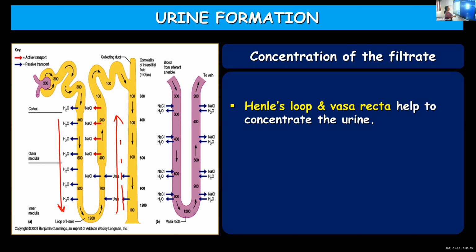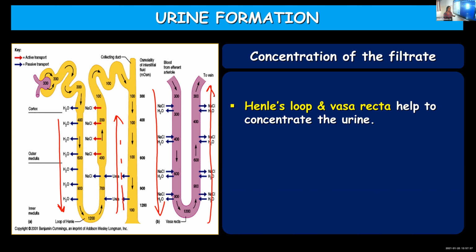In vasa recta also, in one limb, if the passage is downwards, in the other limb it is upwards. And even though loop of Henle and vasa recta are kept separate, they run parallel. And the flow of fluid in vasa recta and loop of Henle is also in different directions. Vasa recta is meant for the transport of blood. Blood passes through vasa recta. So in both the limbs of vasa recta also, the flow is in the opposite direction. One limb downward, the other limb upward.